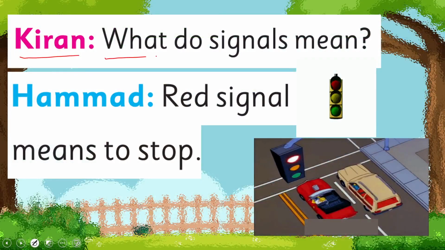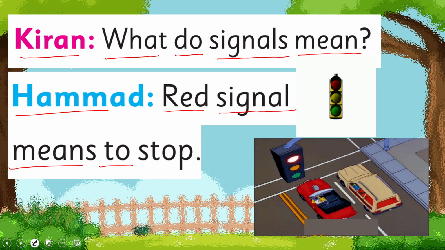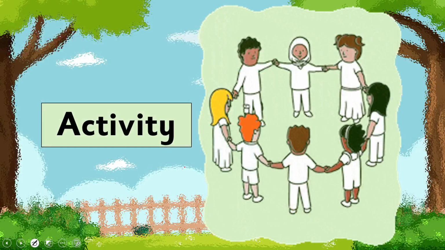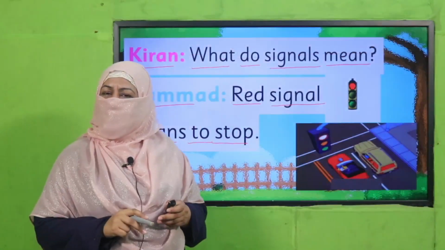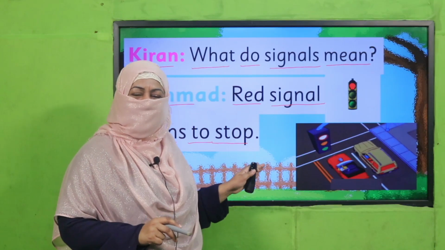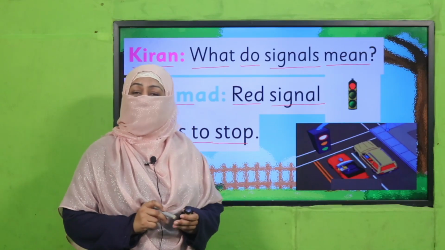Kiran asks, "What do signals mean?" Hamad says, "Red signal means to stop." Right? So I am to stop because red signal means stop. That's why I'm stopping my reading over here. The rest of the story we'll read tomorrow.